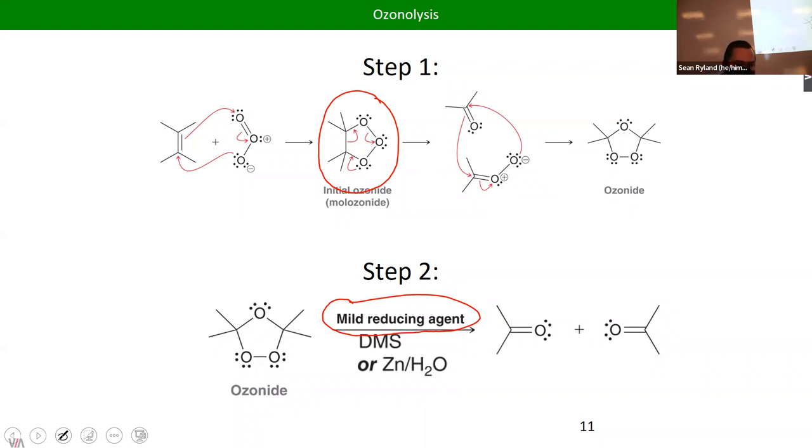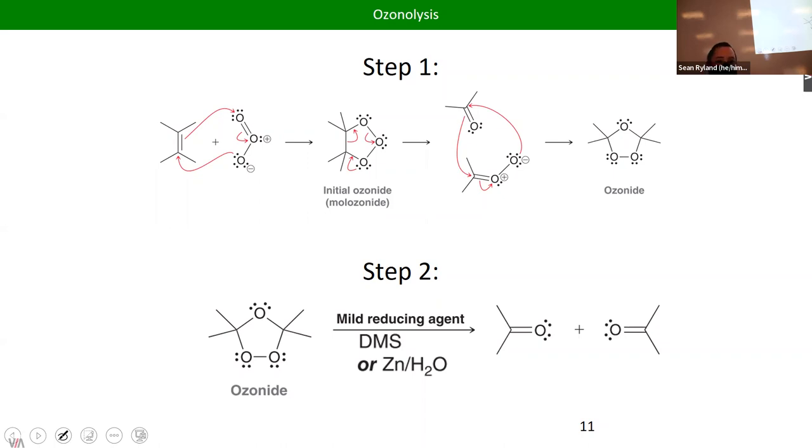So most commonly you see it written as DMS. And this one is another one where the mechanism is not fully understood. All we know is that we can take an ozonide, partially reduce it using a mild reducing agent, and that gives us two carbonyls where the alkene was.